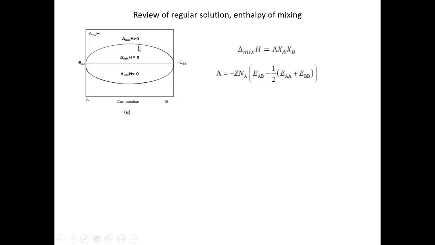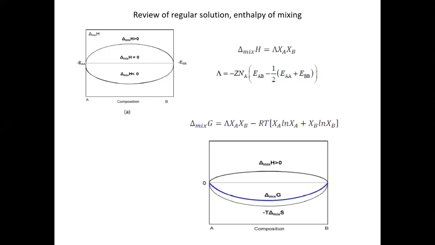Okay, and on the other hand, if delta mix H is greater than zero, this means that from the energy point of view, the system does not favor mixing, because you increase the interaction energy by replacing AA and BB bonds with AB bonds. Okay, so these are the considerations from the enthalpy. Now for the free energy, we have to combine these together, right?